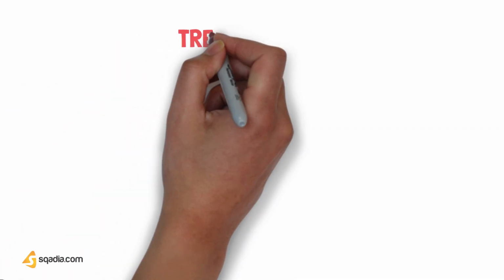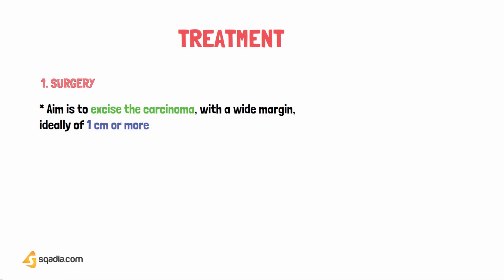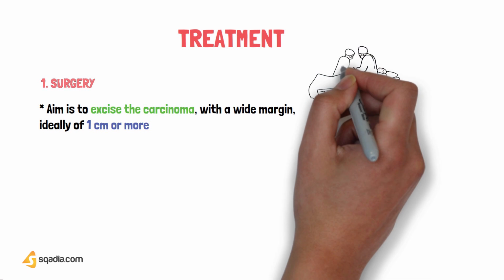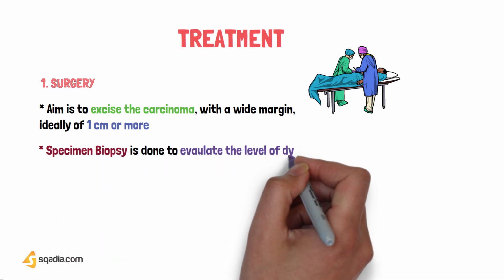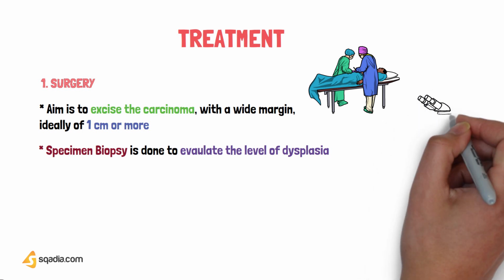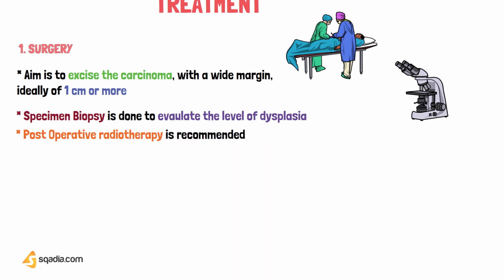Now, let's discuss the treatment options for the squamous cell carcinoma. The basic and the first line therapy for the treatment is surgery. It is very important that we excise the carcinoma, and it is important that we keep a wide margin, ideally of 1 centimeter or even more, around the lesion. This is going to make sure that none of the neoplastic cells remain, so that it may not reoccur. After the excision, biopsy is to be done and the level of dysplasia is evaluated. Post-operative radiotherapy is recommended. Now let's talk about radiotherapy.